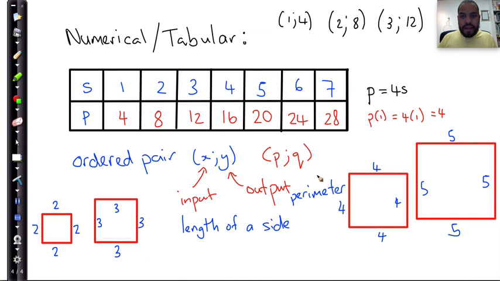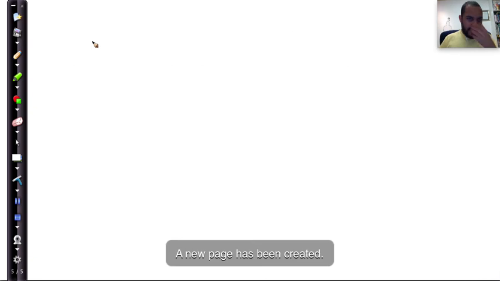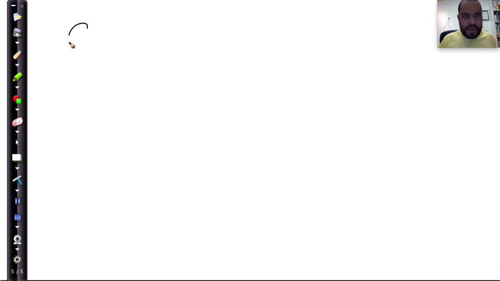Okay. Now, 1 and 4, 2 and 8, 3 and 12, 4 and 16, 5 and 20, and so forth. You can clearly see 4 plus 4 plus 4 plus 4 gives me 16, and 4 times 4 is 16. So this square, this diagram over here represents this one over there. Okay, so that's the numerical or the tabular method of representing a function. Let's look at the final one. The final one is the graphical method. Okay, graphical. So by means of using a graph on the Cartesian plane.